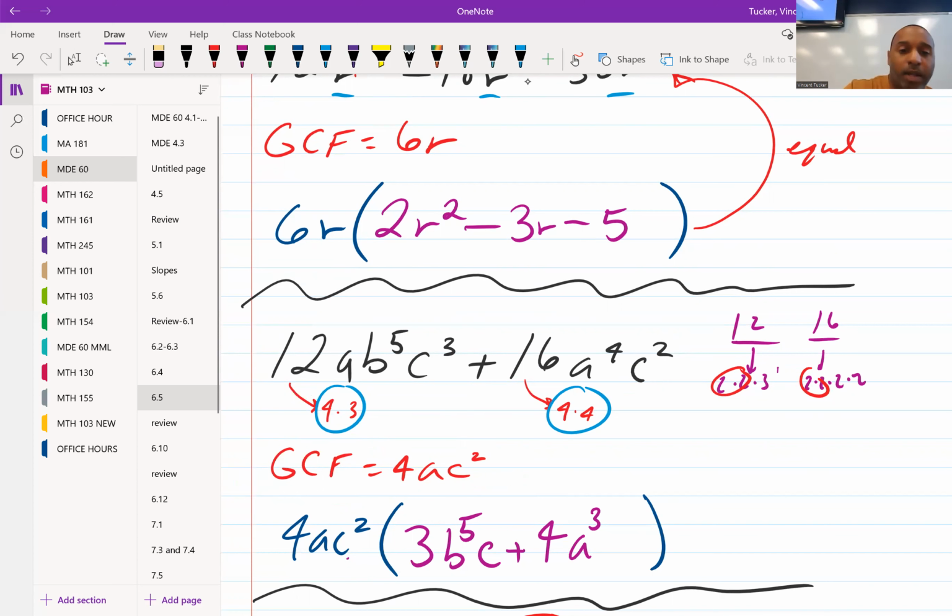There are no b. I have b to the fifth here, but I have no b here, so I cannot use b as my GCF. And then when it comes to c, I have c cubed and c squared, so I can pull out c squared. I have 3 c's and 2 c's, so the most I can pull out is the lowest number, which is 2 c's. So this is my GCF.